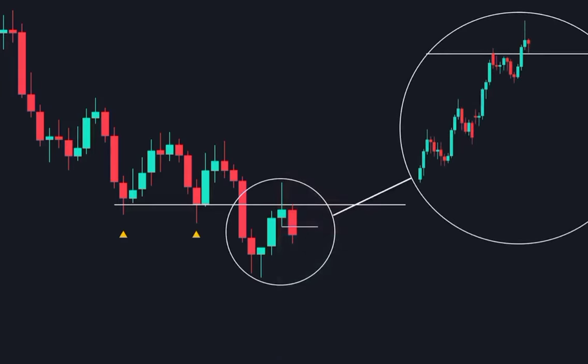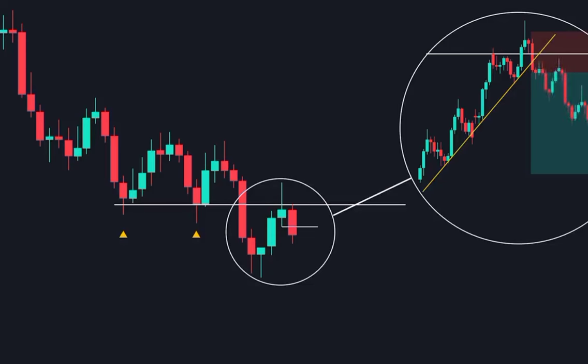You should see a small bullish correction, a short-term uptrend against the main downtrend. Draw a trend line across the lows of this move and wait for a break below it. Once it breaks, you can enter a short position. Place your stop loss above the recent swing high and set your first target at the previous swing low.